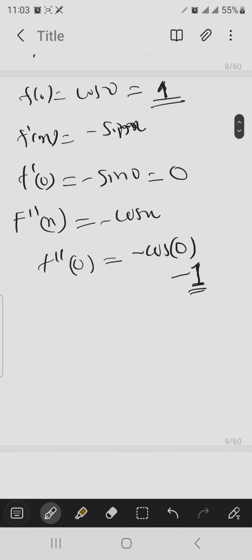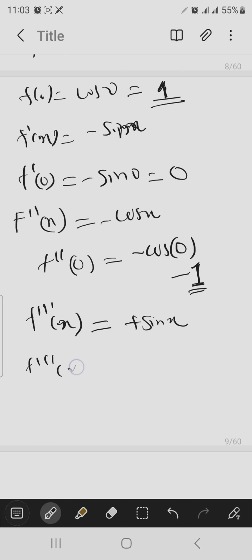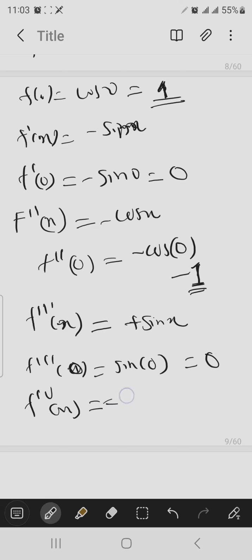So the next one, I'll find the third derivative of x. It means that I'm going to differentiate this. Differentiating this is going to be what? Plus sin x. So the third derivative at 0 will now become what? Sine 0 is 0 again. The fifth one, I'm going to find the derivative of this. The fourth derivative of x will now become what? The derivative of sin x is going to be what? Cos x. So now I will find the fourth derivative at 0. It will now become cos 0, which now becomes 1 again.